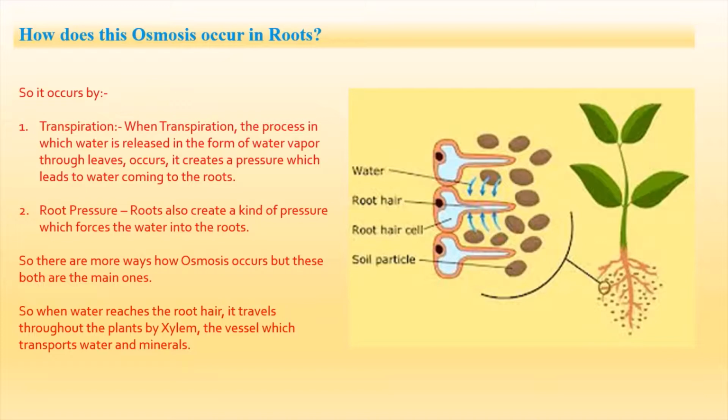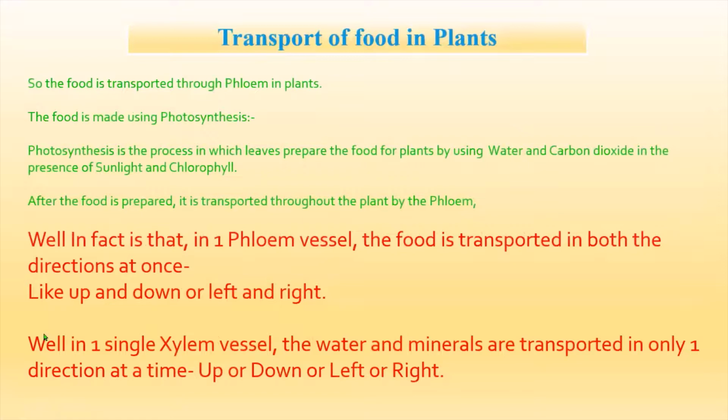When water reaches the root hair, which is present in the root, the water travels throughout the plant by the xylem vessels. We just learned about transport of water, minerals and salts in plants. Now let us learn about transport of food in plants.